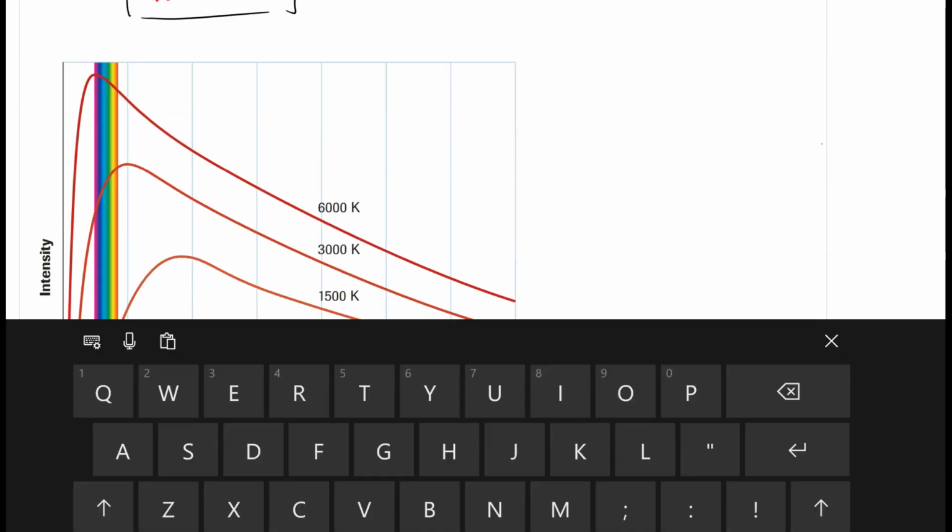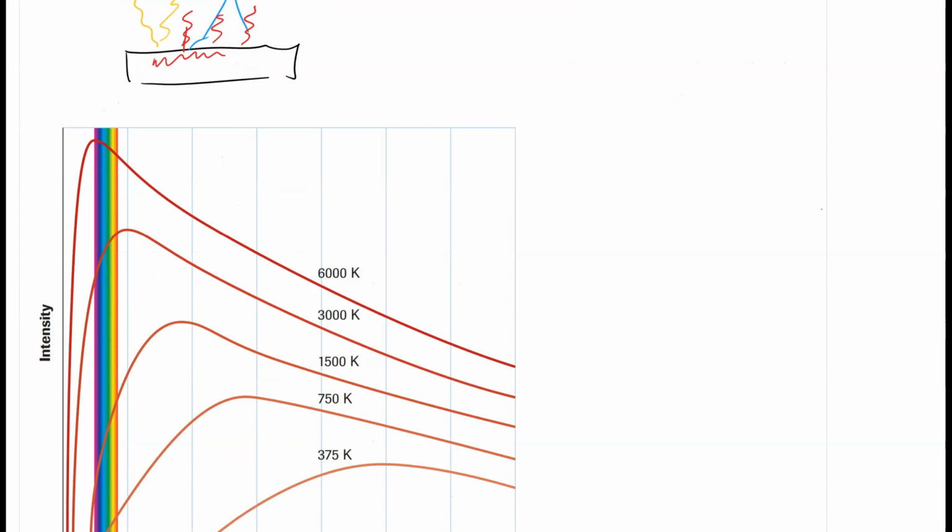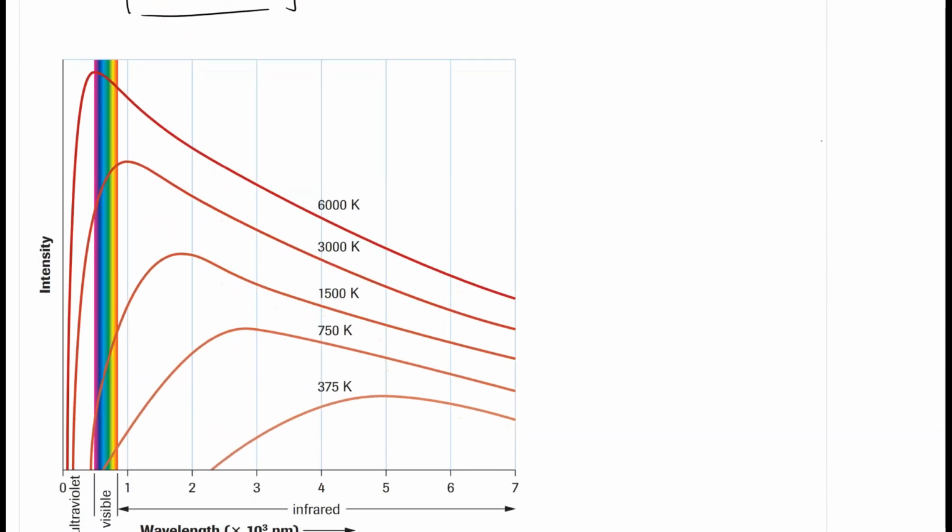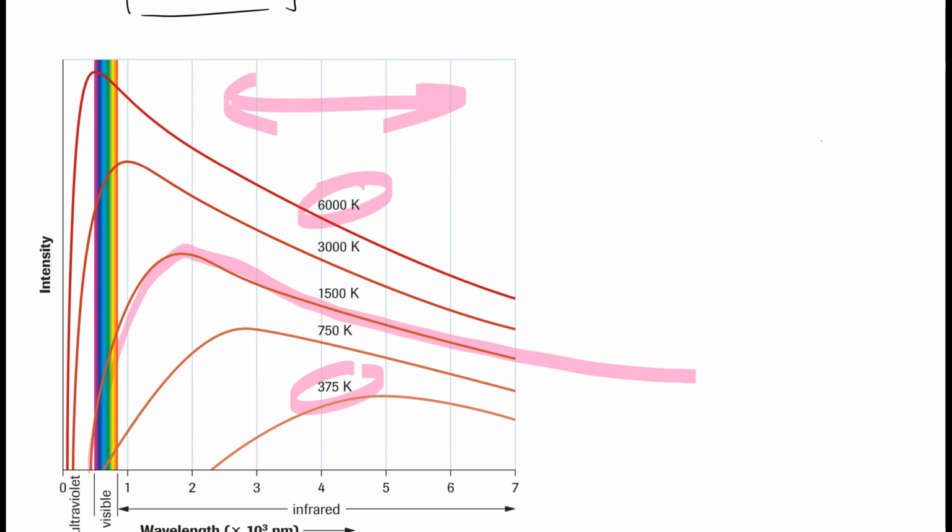So if we look down here, this is an example of some black body radiation curves. What you're going to notice is that it's the same drop-off for all of these. You can see it's just sort of stretched out in the x-axis. In every case, the curve goes up and then trails off. So the difference between the 6,000 curve and the 375 curve is that we've simply stretched them out.